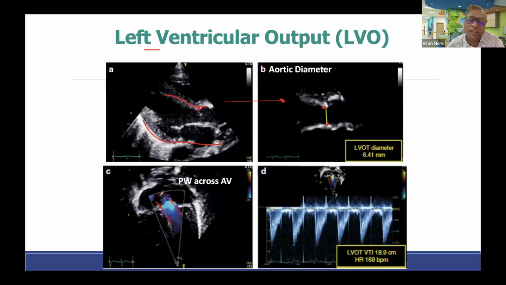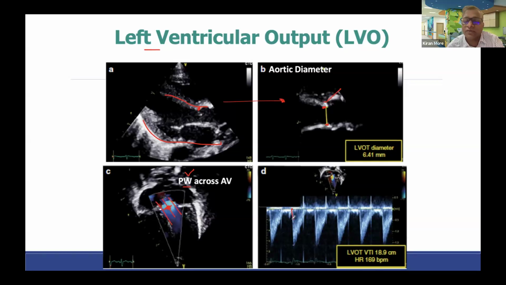outflow. And then you put a pulse wave Doppler here. And then you get this kind of a waveform on the pulse wave Doppler. So you have to do pulse wave Doppler, not continuous wave Doppler, so that it measures the velocity at the level of the valve, because you are trying to measure at the level of the valve. So you have the diameter and you have a velocity at the level of the valve.